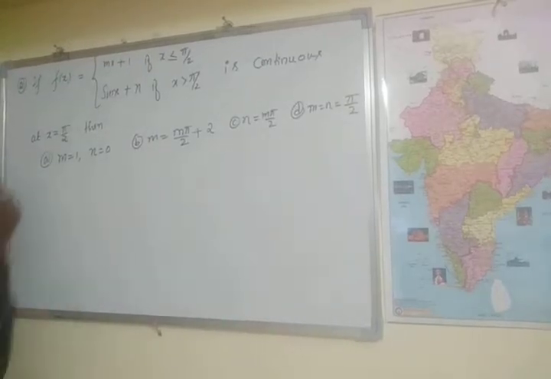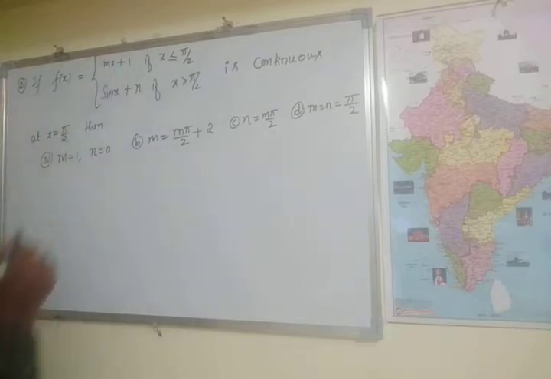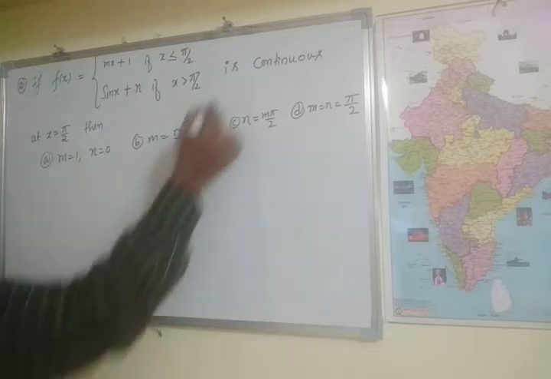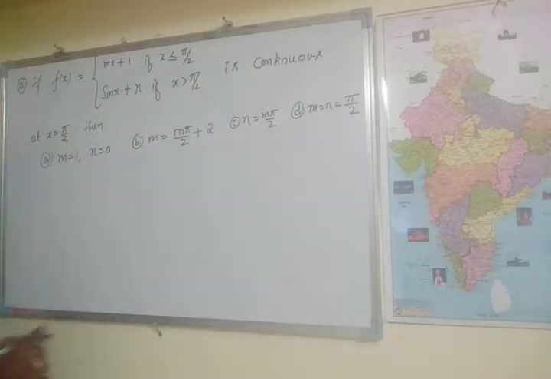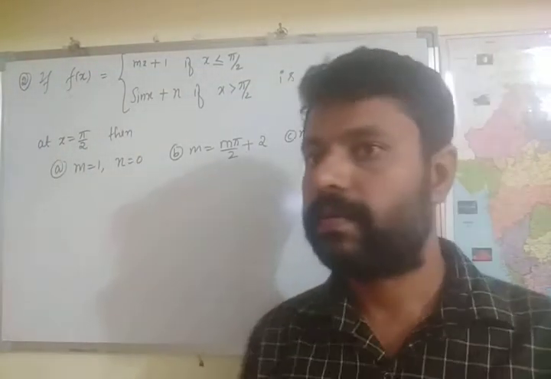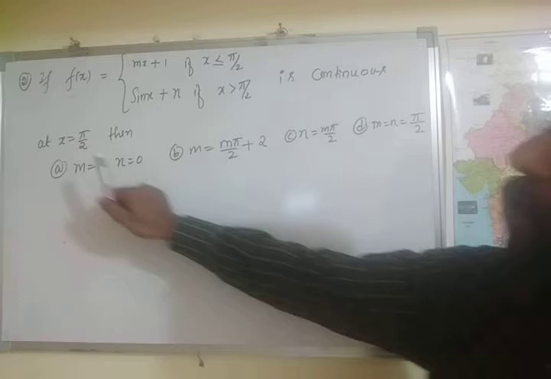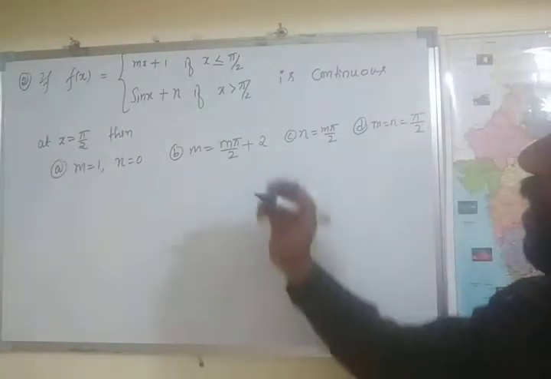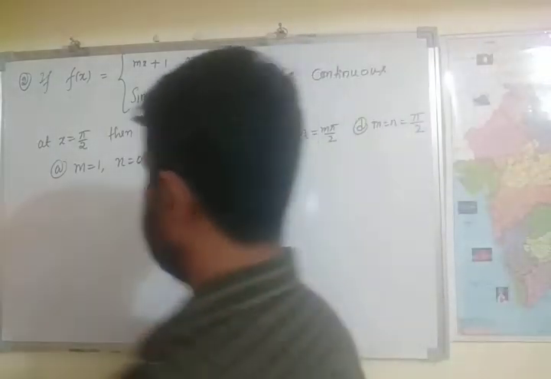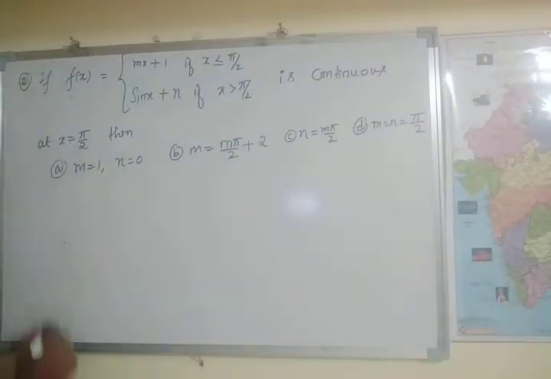Here we have the second example. F of x is equal to mx plus 1 if x is less than or equal to pi by 2, and sin x plus n if x is greater than pi by 2, is continuous at x equals pi by 2. Then we have four options, and we check which option is correct. To solve this problem, we use the definition of a continuous function at the point x equals pi by 2. Here we have the less than or equal and greater than conditions, so we use the second definition, the left hand limit and the right hand limit.